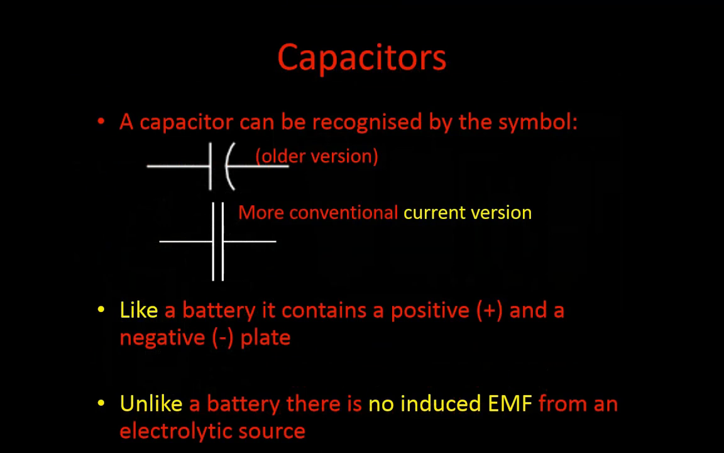When we're looking at our circuit diagrams, and we've already looked at circuit diagrams a little bit in one of the previous lectures, what we'll see is a capacitor drawn either like this, where we have a plate and a circle. This is the older version. Probably won't see that in my lectures or in the book. You'll see this more current, conventional version of two parallel lines. So like a battery, we have a positive and a negative plate. But unlike the battery, there's no EMF induced. There's no voltage that's maintained by the device itself.